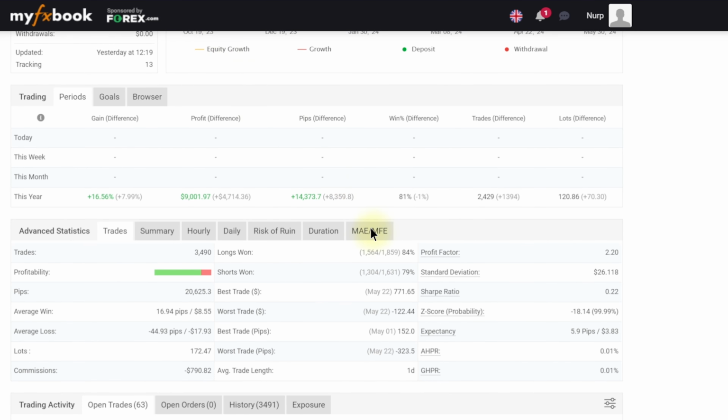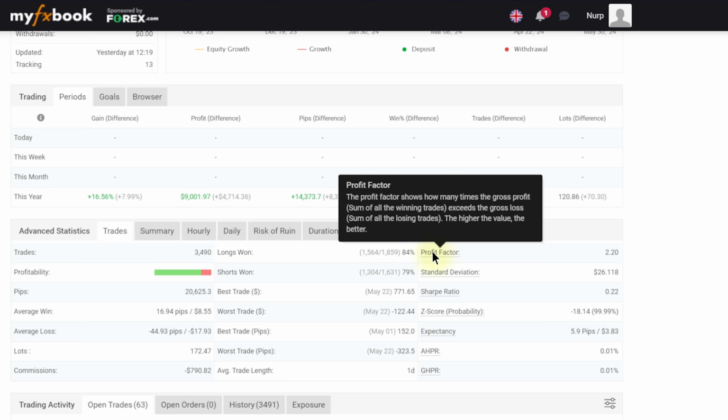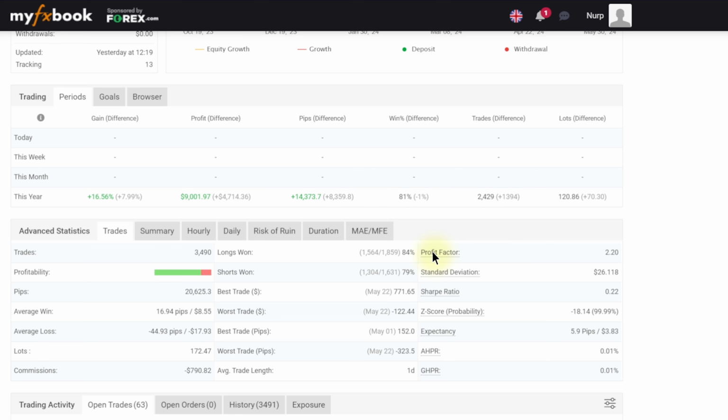Today, I want to look at solely the profit factor. And right here, you can see this is the profit factor. Up above is the definition. The profit factor shows how many times the gross profit sum of all winning trades exceeds the gross loss sum of all losing trades. The higher the value, the better, of course. Now, like I said, we always want to shoot for a bare minimum of 1. In this case, this is an extremely good profit factor number. It is a 2.20.